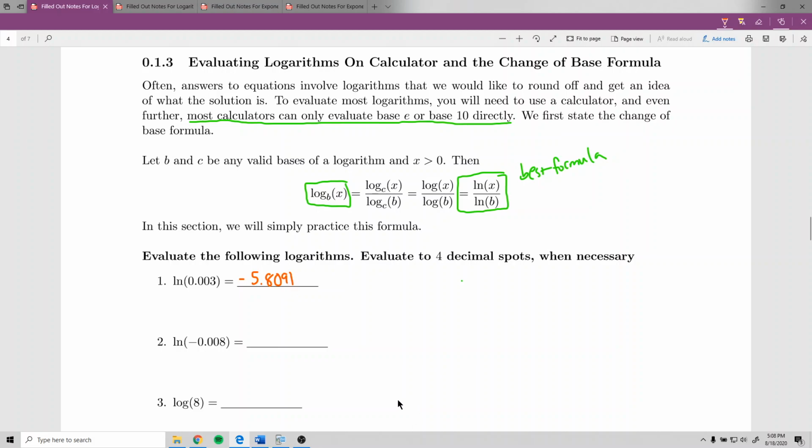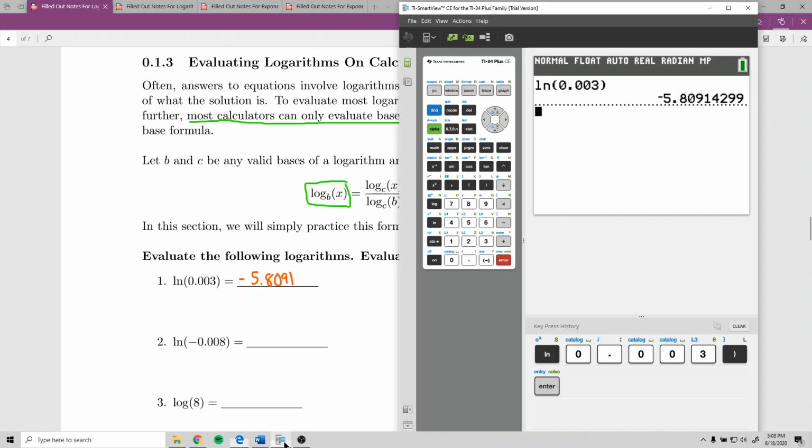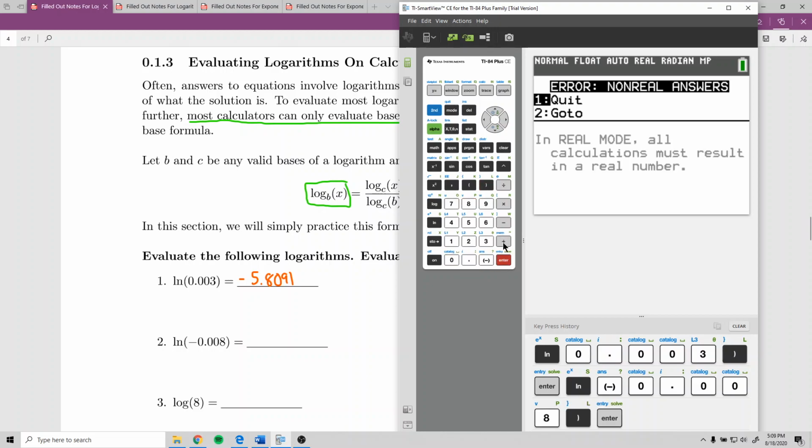Remember, I mentioned before at the beginning that the logs can equal anything. What comes out can be anything, positive or negative. So there's nothing weird about that. Now the second one is ln of negative 0.008. And if you remember something from before, the inside of the log has to be positive.